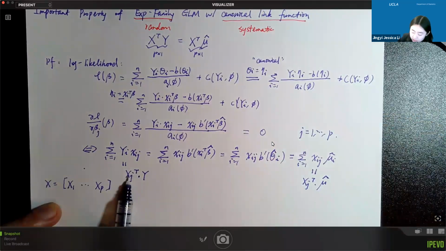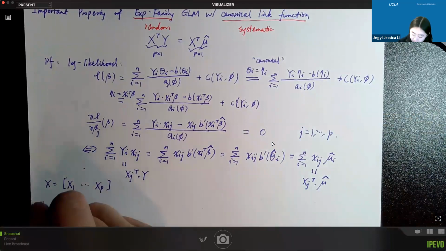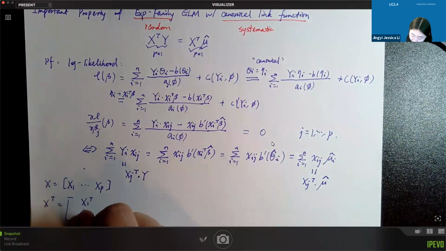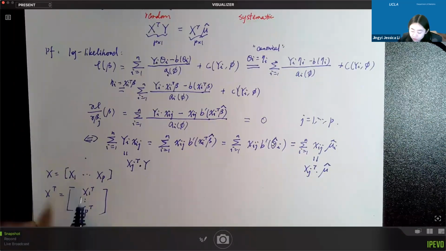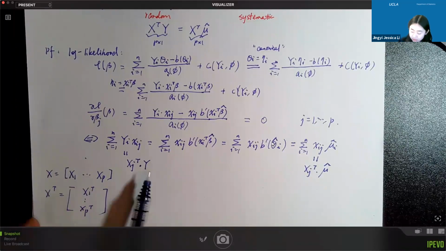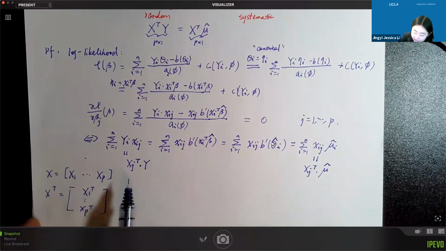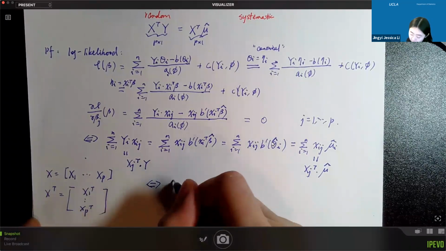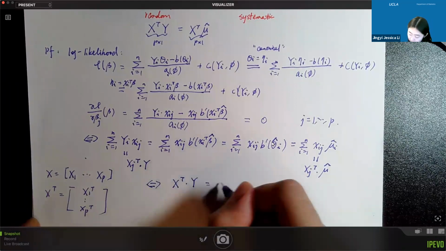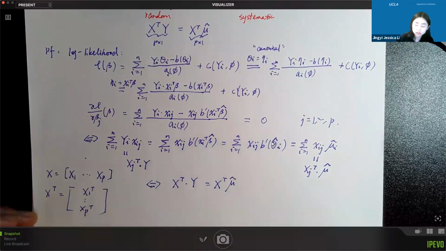And this x_j transpose is actually, let me write it this way, x_1 transpose to x_p transpose. You know that when I write the columns, I use the capital X, and when I write the rows of X, I use the lowercase x. So here, X transpose can be written in this way. Then you can see x_j transpose is the jth row of X transpose. So by stacking them from 1 to p, I would have X transpose times y equals X transpose times mu hat. So this is the conclusion.